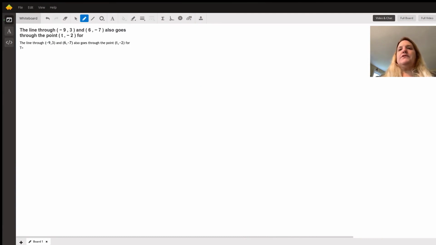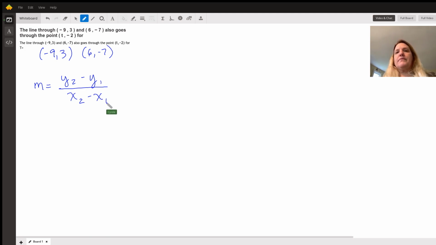All right, so the first thing we want to do here is find the slope of the line through the points that were given to us. So we were given the points (-9, 3) and (6, -7). The formula for slope is slope equals y2 minus y1 over x2 minus x1. Since this is the first point that was given to us, this is coordinate x1, and this is coordinate y1. And this is the second point, so this is coordinate x2 and coordinate y2.